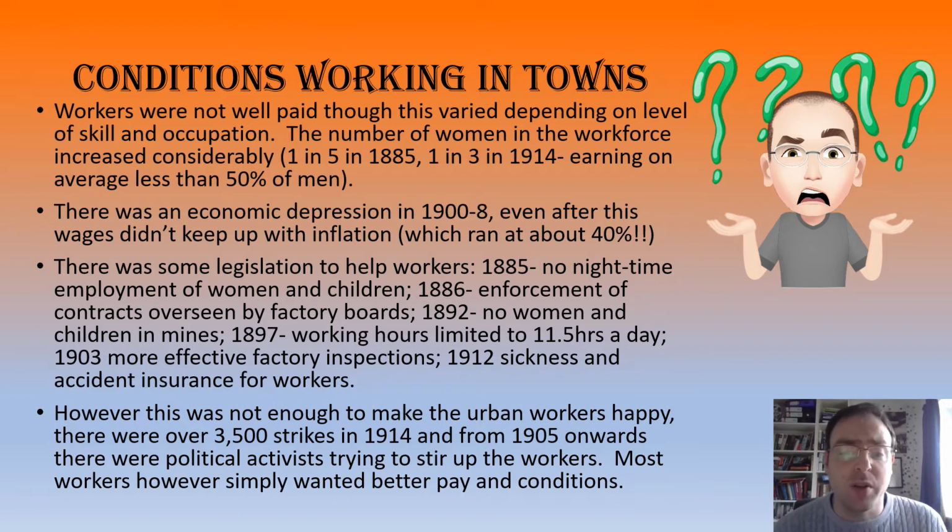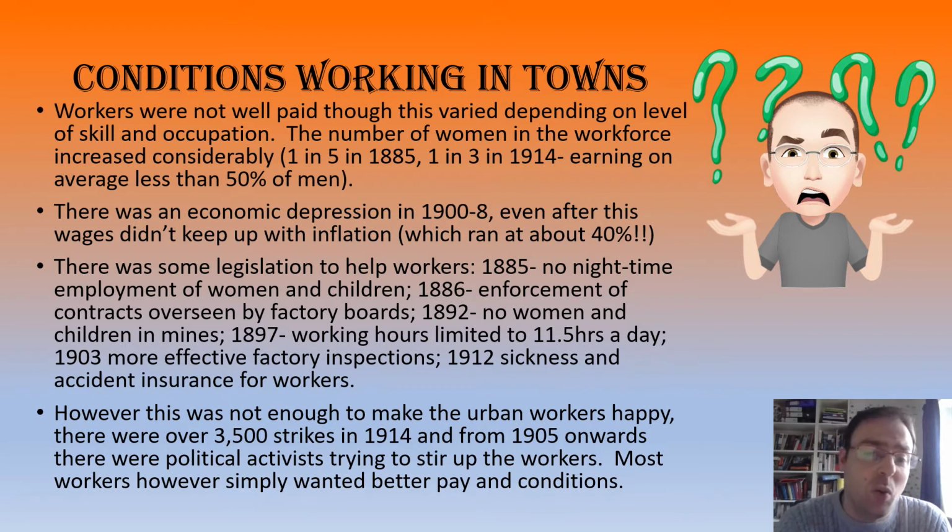There were some attempts by the Tsarist regime to help the workers. In 1885, rules were brought in on no night-time employment for women and children. In 1886, the enforcement of contracts was overseen by factory boards to check there wasn't too much unscrupulous action by factory owners. In 1892, women and children were no longer allowed in the mines, though children over the age of 12 still were, and children under 12 weren't. In 1897, there was a working hours limitation to 11.5 hours a day, which puts modern working practices into some kind of perspective.